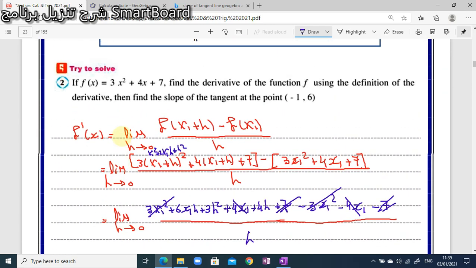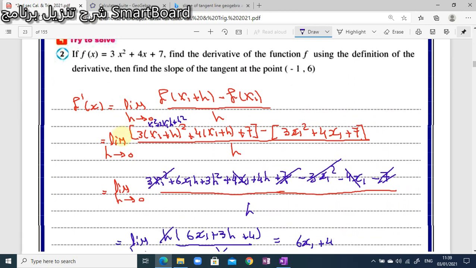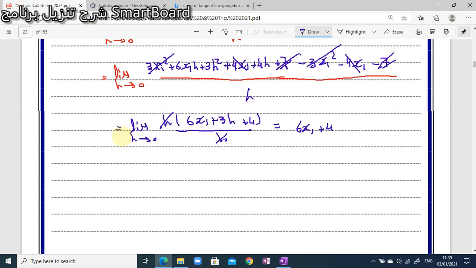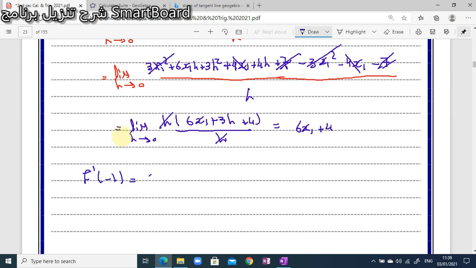Find the slope of the tangent at the point (negative 1, 6). So the slope of the tangent, x equals negative 1 by substitution. So f dash of negative 1 equals 6 times negative 1 plus 4, which equals negative 2.